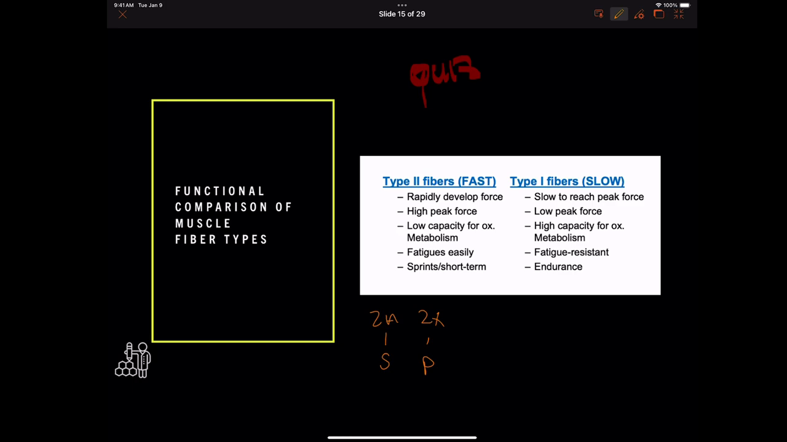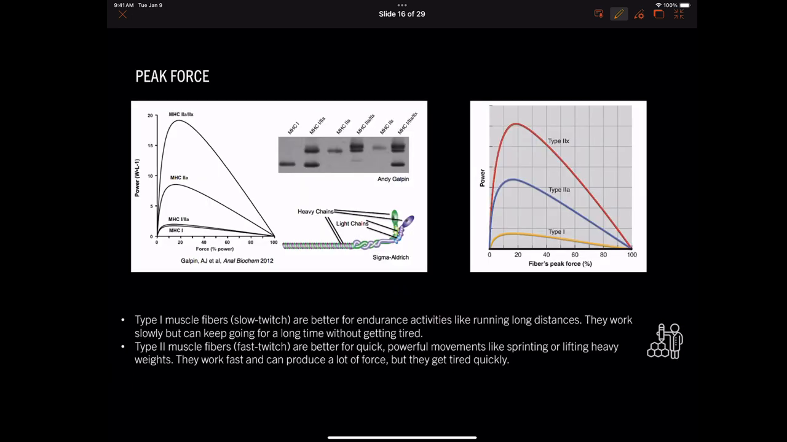And then this is type 1 fibers, and you can see that they are slow to reach peak force. They have low peak force. They don't produce a lot of force. They are fatigue resistant. So what does that mean? Well, that means that these are endurance fibers and they take a long, long time to fatigue. It takes a long time for them to get tired. Unlike these type 2 fibers, these fatigue easily, and these are more short-term duration muscle fibers. So just really look over this slide and just understand what the basic differences are, and we are going to move on. So what I'm showing you here is the force production.